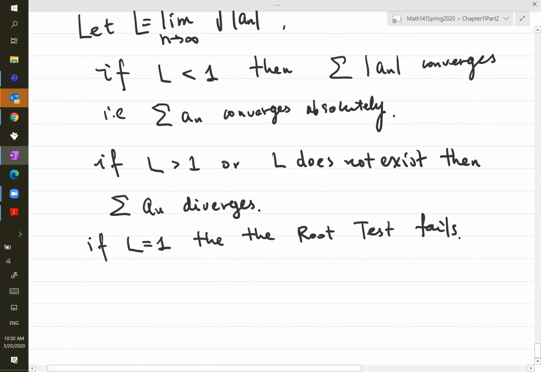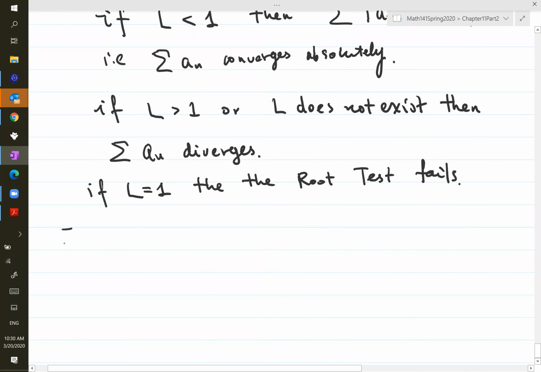At the boundary, when L equals 1, something interesting can happen, so we need to use more information to conclude. Example: the sum from n equals 1 to infinity of (n squared plus 1 over 2n squared plus 1) to the power of n.